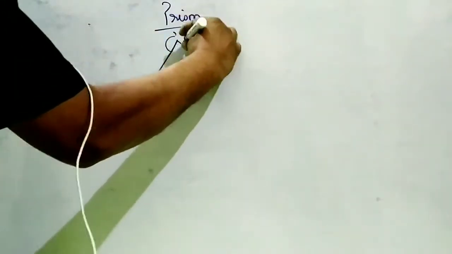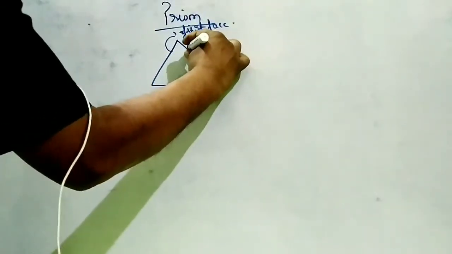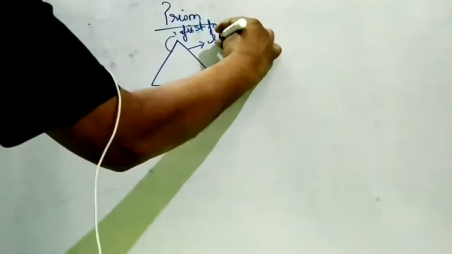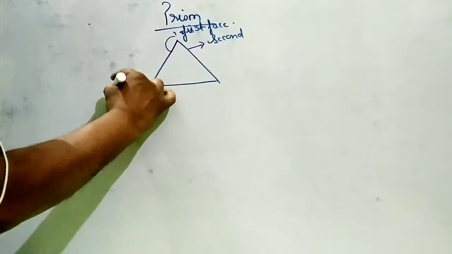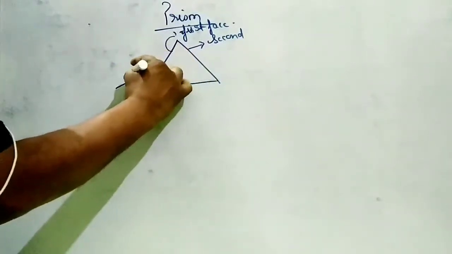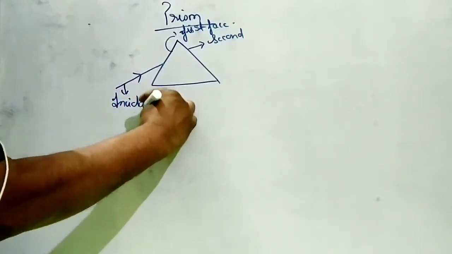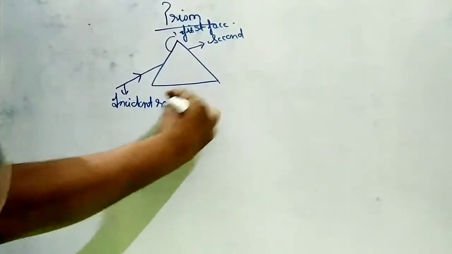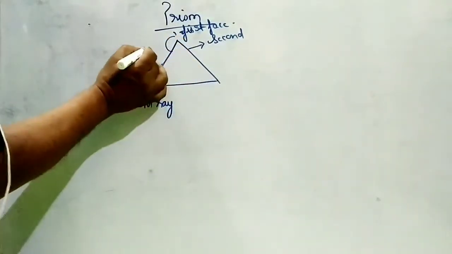This is called the first face of the prism, through which the light enters, and this is called the second face of the prism, through which the light emerges out. In both the faces, the light gets refracted. When the ray of light strikes the surface, this is called the incident ray. Is this clear? This is the normal.